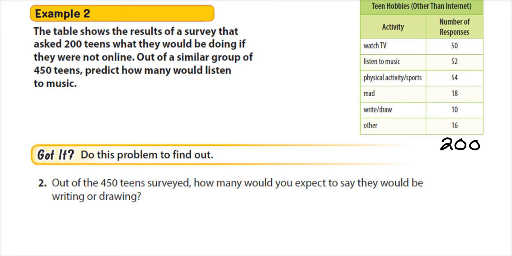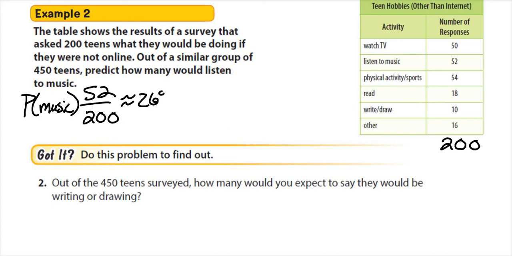So 52 out of 200 said that they would be listening to music. Okay, so let's figure out what percent that is. So, the probability of music. Okay, it's 52 out of 200. So let's find the percent. So about what percent is that? So 52 out of 200, that's about 26%. So approximately 26% will say that they're going to do that.